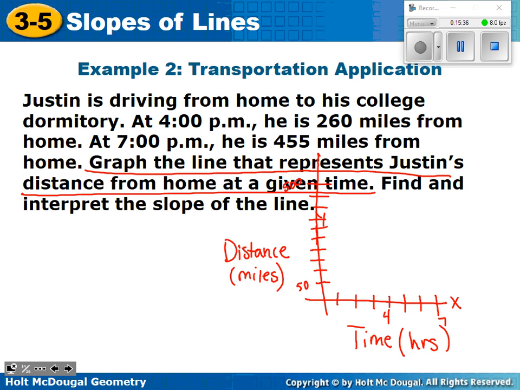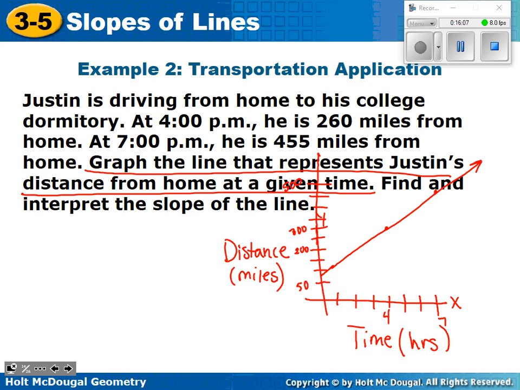You could plot your point for 4, 260. This was 100, 200, 300. So we would be at 260-ish. And then 7 at 455, which would be a little past 450. And then draw your line. And when you draw your line, make sure and include your arrow. Technically, it's going to stop here because you can't have a negative time. So it wouldn't go on past here, right? Are you guys with me?